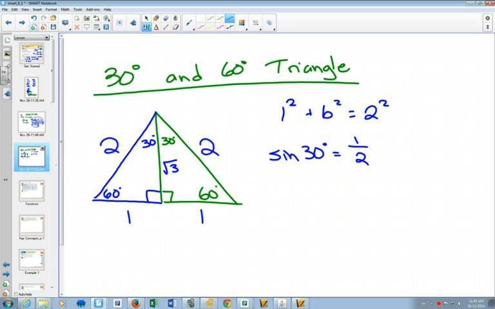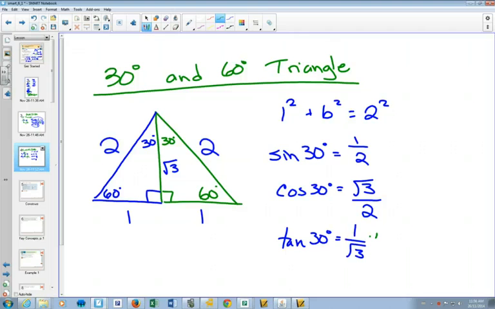What is cos of 30 degrees? Here's my 30 degrees in my green triangle. The adjacent side is √3. My hypotenuse is 2. And tan of 30 degrees would be 1 over √3. You would have to rationalize by multiplying the top and bottom by √3, and you'd get tan of 30 is √3 over 3.